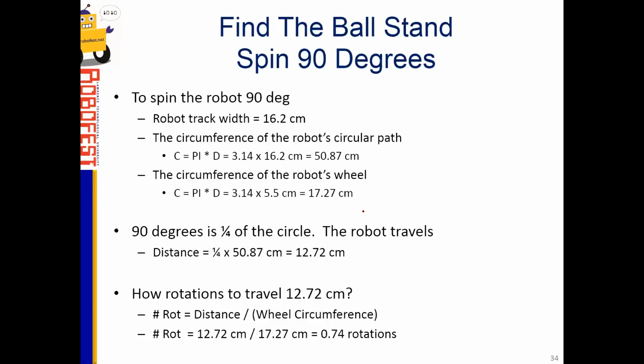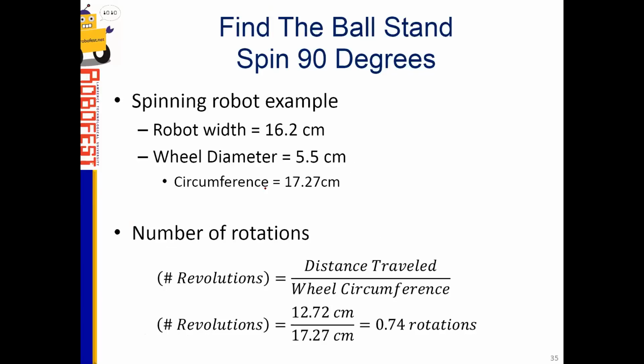So how many rotations to travel 12.72 centimeters? Well, rotations equal distance divided by wheel circumference. And so 12.72 divided by 17.27 gives us 0.74 rotations. So what we need to do then is have another loop, but instead of moving forward, we'll just have a spin in there set for 0.74 rotations.